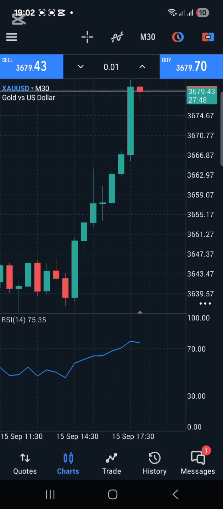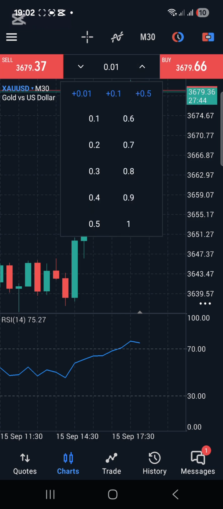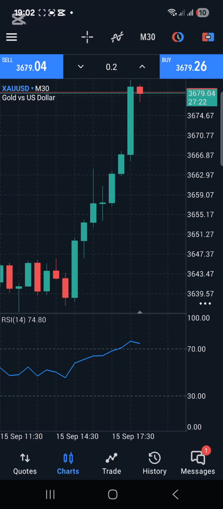So first thing first, you got to choose the lot size that you want to use. And then after choosing, then you click back. Let us see if we use 0.2 like that, and then that is set.